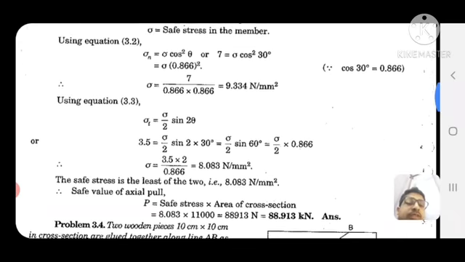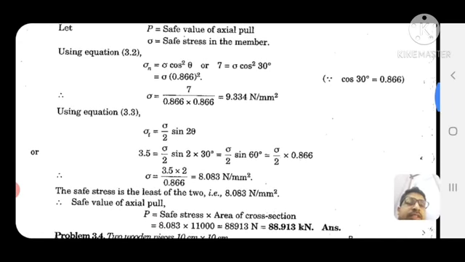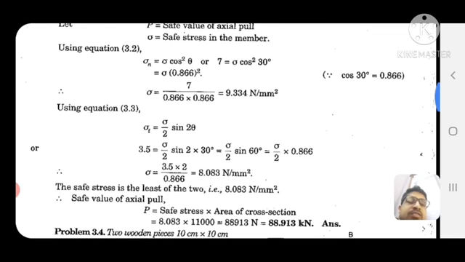Using this equation, sigma t is equal to sigma by 2 sin 2 theta. So 3.5 is equal to sigma by 2 sin 2 into 30 degree. Just substitute the value of 60 degree. So sigma is equal to 3.5 into 2 divided by 0.866, 8.0338 Newton per millimeter square.